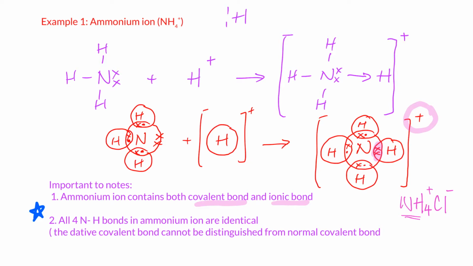You may ask, why are they the same? The dative covalent bond is formed by the electrons contributed by N, while for the others, the electrons are contributed by both N and H. The formation process is different, but once they are formed, the dative covalent bond cannot be distinguished from a normal covalent bond. That means after they form 4 bonds, they are actually the same. So this is the first one that you have to know how to draw: the ammonium ion.